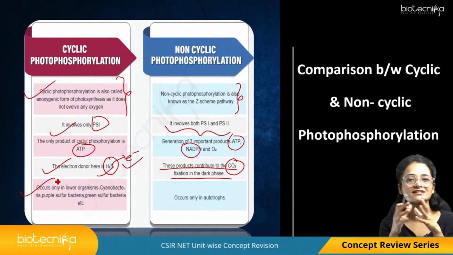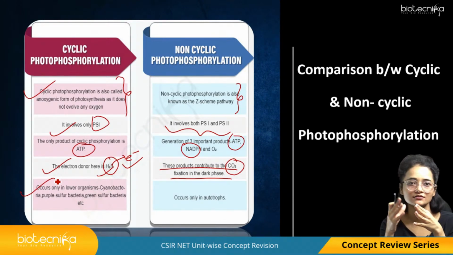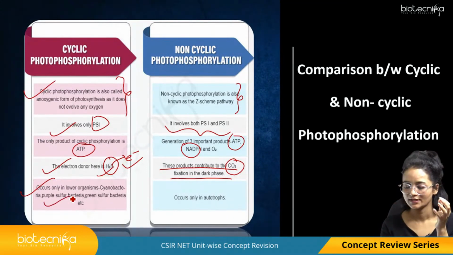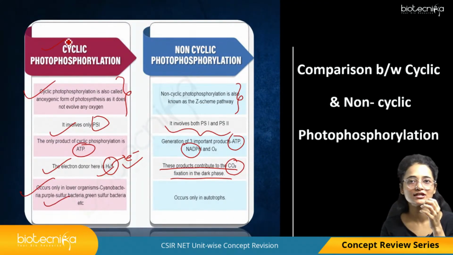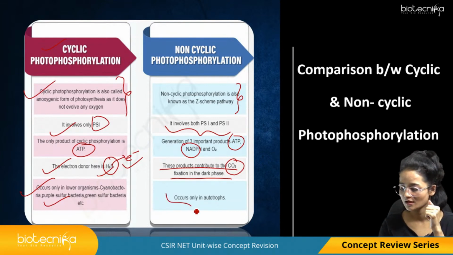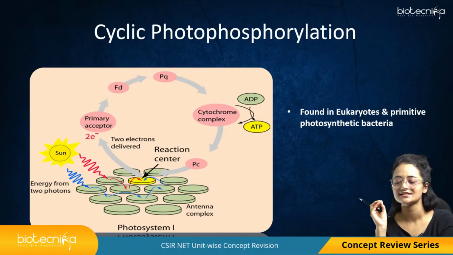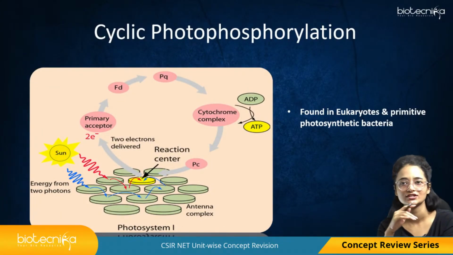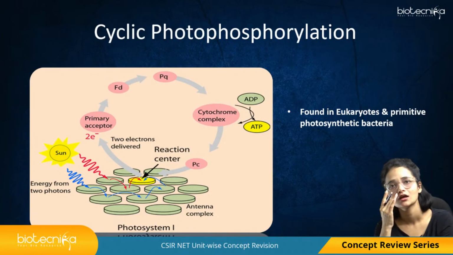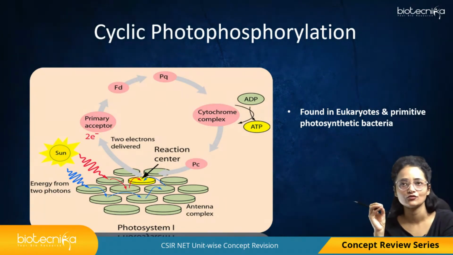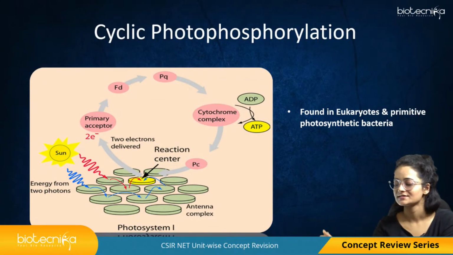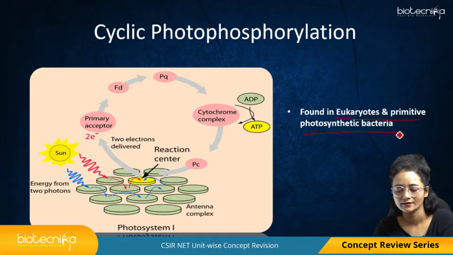Then it says that it occurs only in the lower organisms, cyanobacteria, as I have told already. In lower organisms only this cyclic photophosphorylation takes place, while non-cyclic photophosphorylation takes place in autotrophs, in higher plants. Then this diagram tells us about how cyclic photophosphorylation actually takes place, right? So it is a schematic diagram of cyclic photophosphorylation. It is found in the eukaryotes and some primitive photosynthetic bacteria, like cyanobacteria.